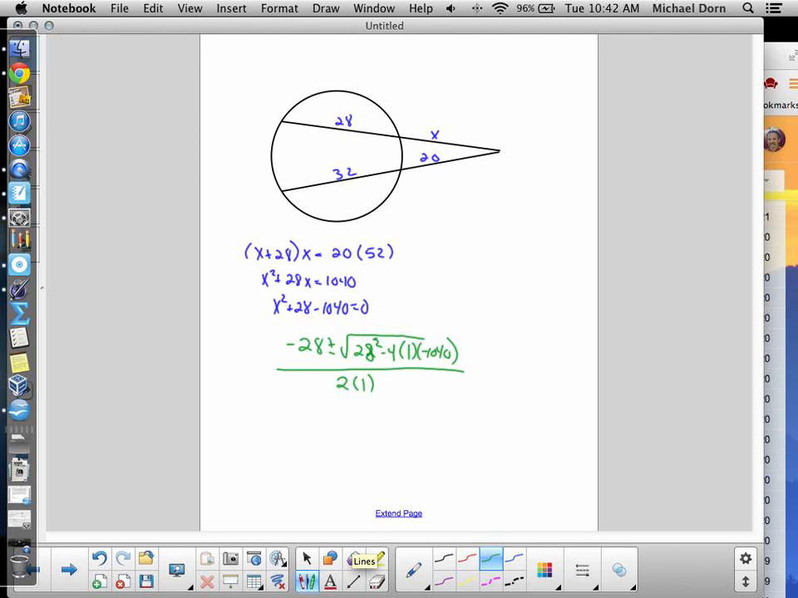Now I've got a little bit of work to do. 28 squared minus 4 times 1 times negative 1040 is 4,944. Now, see if the square root of that is a perfect square. It is not, which means we wouldn't have been able to factor it. We had to use quadratic formula. So that's about 70.3.